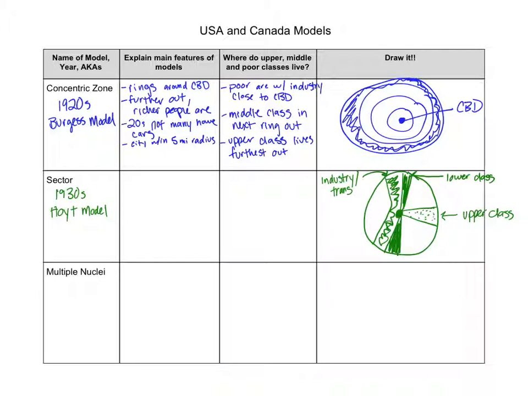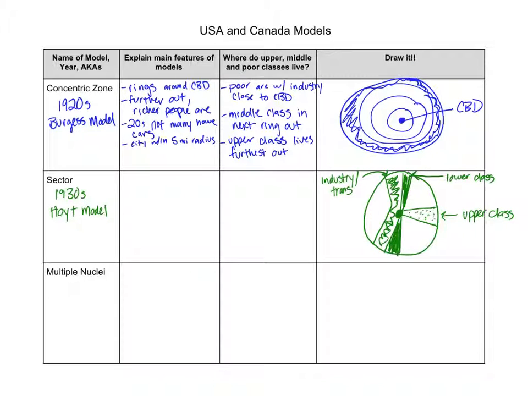Now, your lower class, since they don't have that kind of freedom, are going to live closer to the transportation and the industry. That's why their wedges are closer together. Now, the middle class is all of those blank spaces that you see. They're kind of just thrown everywhere else. So that's kind of what the model looks like.